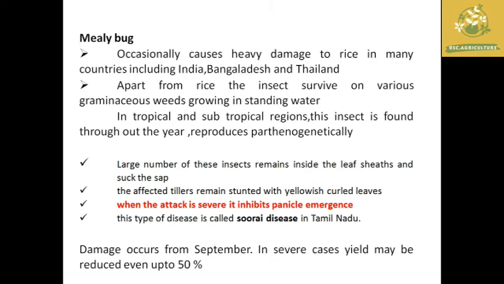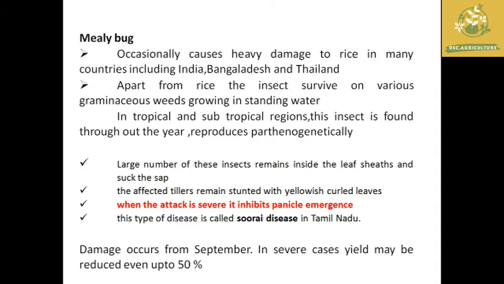And while seeing about the mealybug characteristics, they do not have a regular infestation. They occasionally cause heavy damage to rice in many countries like India, Bangladesh and Thailand. Apart from rice, they also survive on various gramineous weeds, which are also present in standing water. The main incidence is found in tropical and subtropical regions, and these insects are found throughout the year, and they are also produced parthenogenetically.